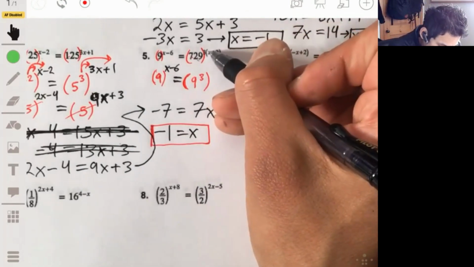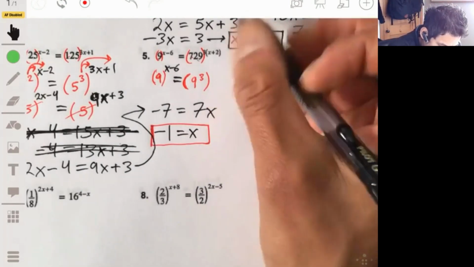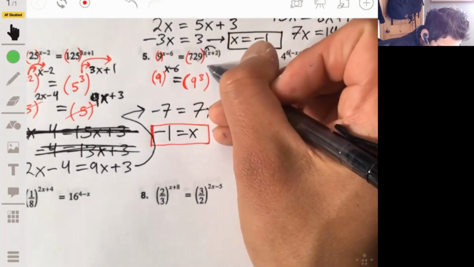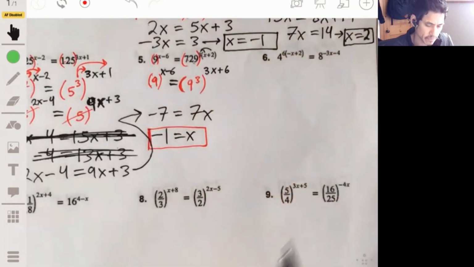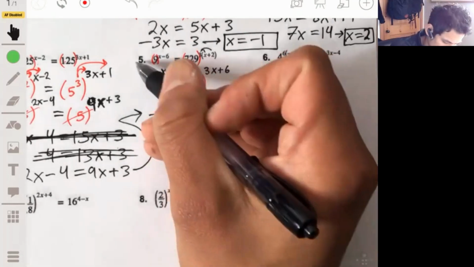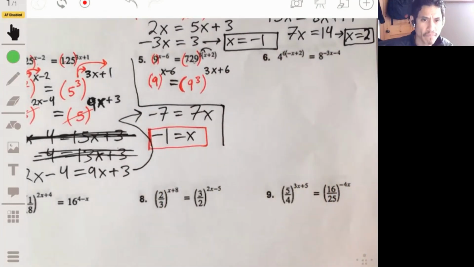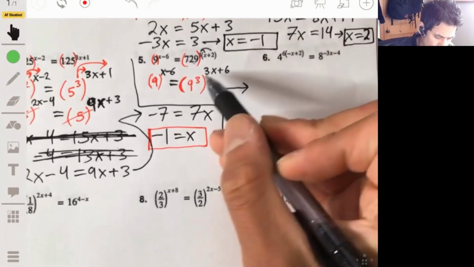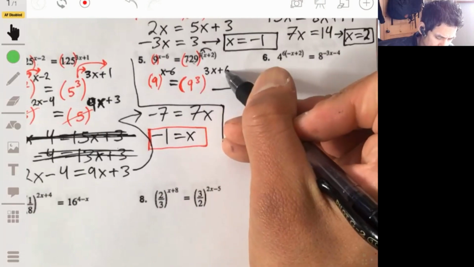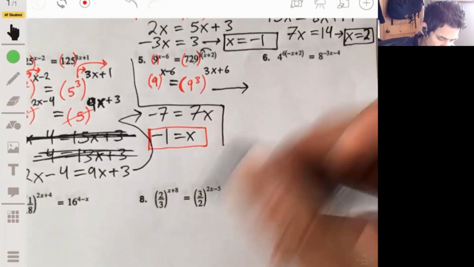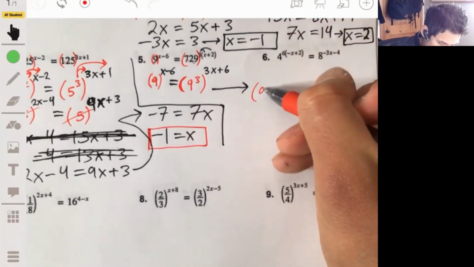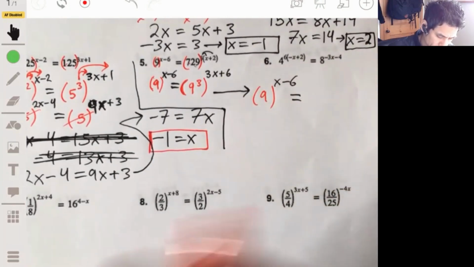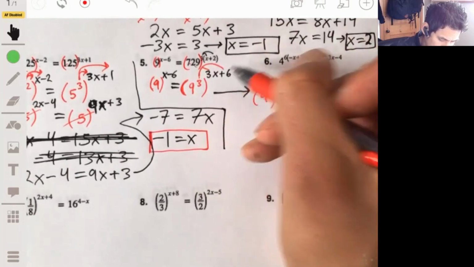Now here we've got that 3 outside the parentheses on the x plus 2, so we want to make sure we distribute that 3 first. So what we have is 3x plus 6. Let me carry this over here. What we're going to do is distribute that 3 to the 3x and the 3 to the 6. The left side stays the same. So we're just going to have 9 to the x minus 6 equal to 9 to the 9x plus 18.